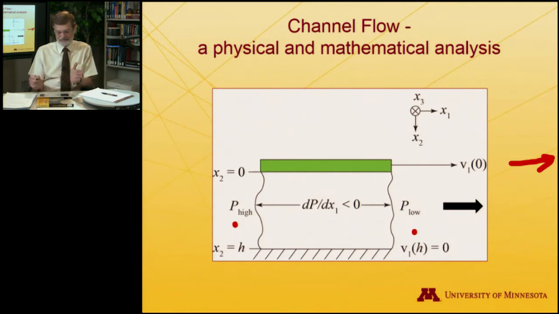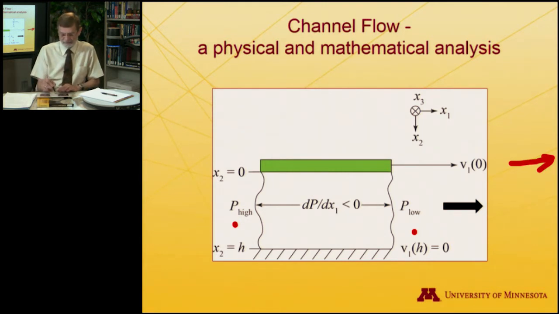But the coordinate system, the x1 axis, is running from left to right. And so it's changing in a positive sense while the pressure is decreasing. And so that ratio of change in pressure to change in distance is a negative number.